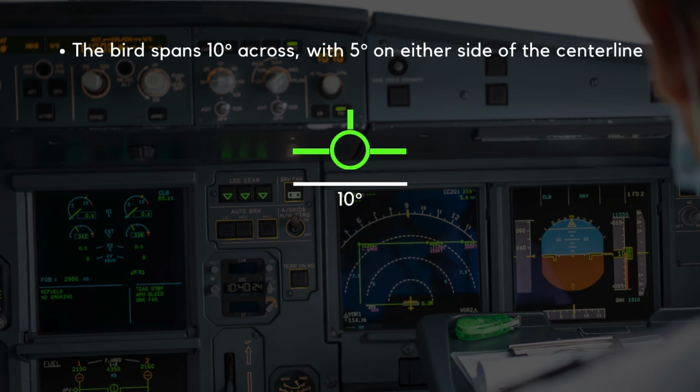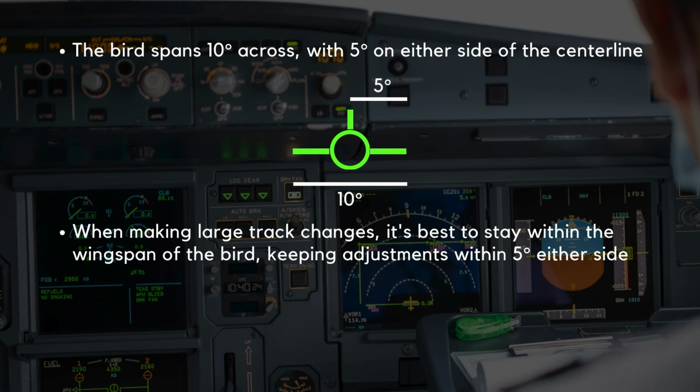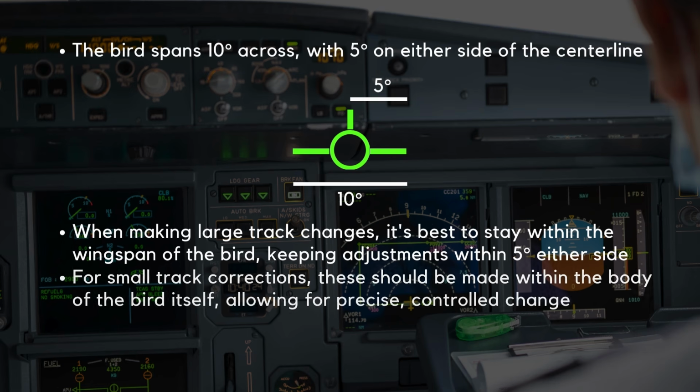The bird spans 10 degrees across, with 5 degrees on either side of the centerline. When making large track changes, it's best to stay within the wingspan of the bird, keeping adjustments within 5 degrees either side. For small track corrections, these should be made within the body of the bird itself, allowing for precise, controlled changes.